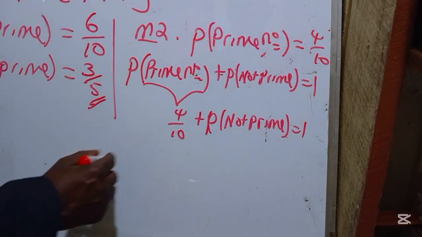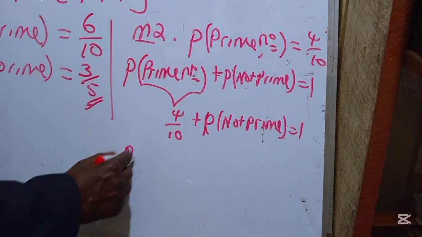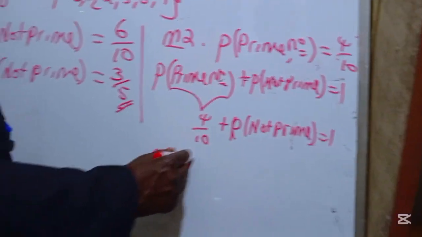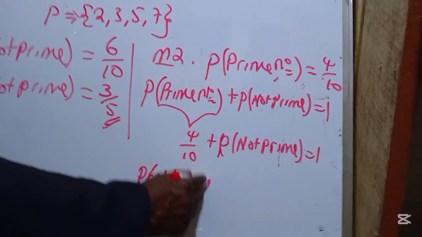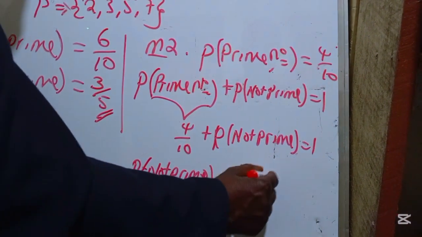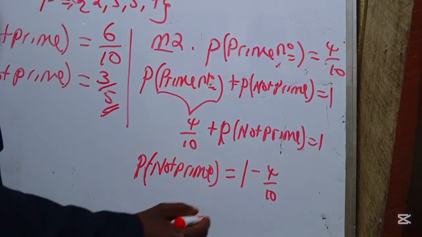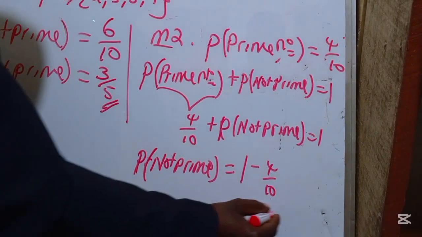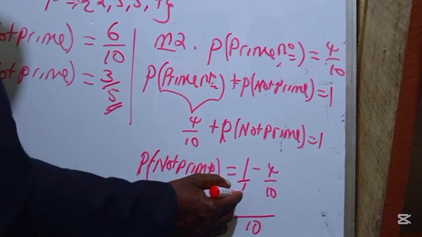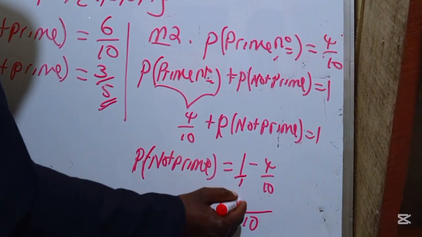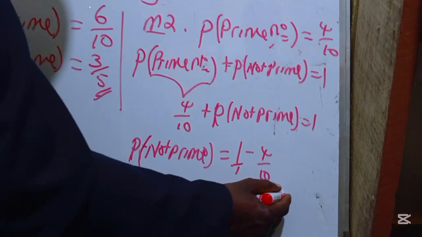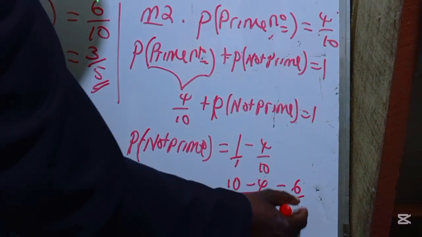Put the right terms together. I remain with the probability of not prime. You agree with me? Probability of not prime equals 1 minus 4 over 10. You have to look for the common denominator. It is the same as 1 over 1, so there it will be a 10, and there it will be a 4, because 10 into 10 is 1. So the answer will be 6 over 10.